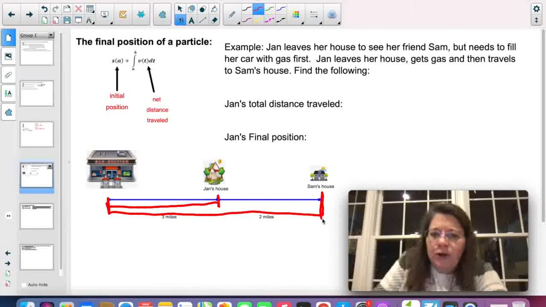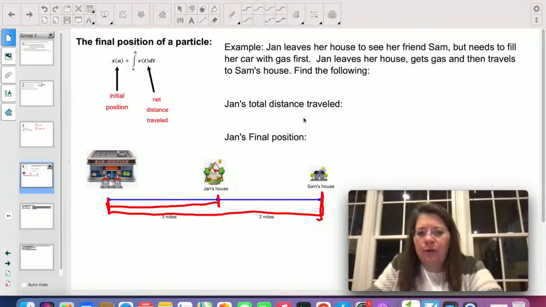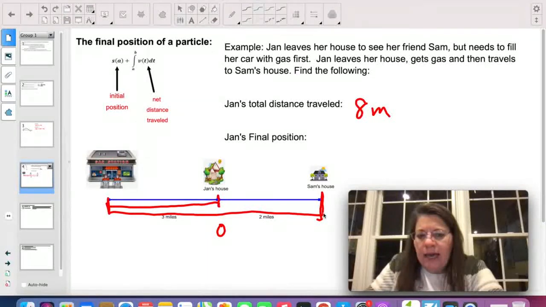So if we're looking for her total distance traveled and her final position, those are two very different things. If we're thinking about her total distance traveled, this is her initial position. We'll call that 0. For her total distance, she's traveling 3 miles this way and then 5 miles to get to Sam's house. So 3 plus 5 would be a total of 8 miles traveled. But her final position is going to be, she started at 0 and ended up at 2 miles. So her final position will be 2 miles.